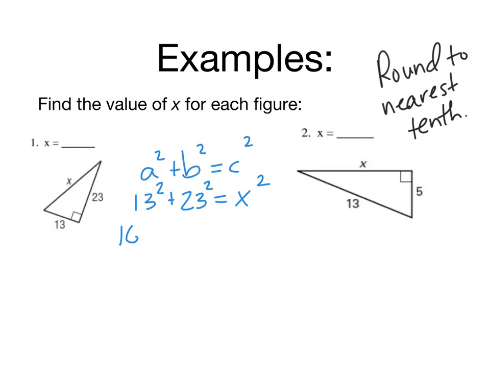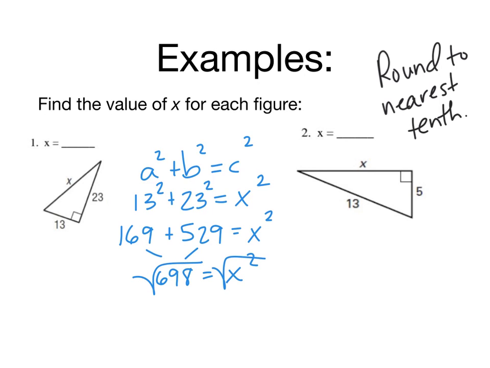13 squared is 169. 23 squared is 529. When I add the two of them together, I get 698. Then I take the square root of each side. The square root of x squared is x, and the square root of 698 is not a perfect square. It's 26.4196, etc., and we're rounding to the nearest tenth, so 26.4. So the length of x on this triangle is approximately 26.4.